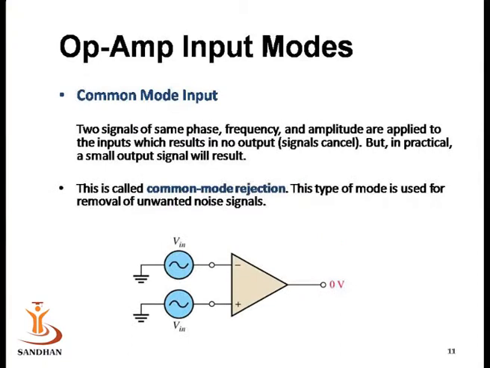The second method is common mode input. So two signals are in the same phase, having the same frequency and same amplitude, so the output is equal to 0. So actually the unwanted signal that is removed by the op-amp is due to common mode input.